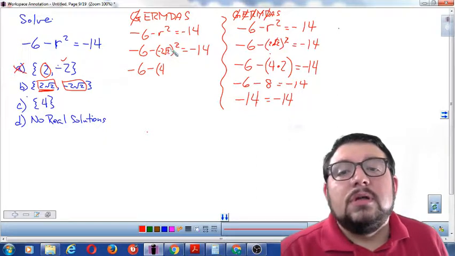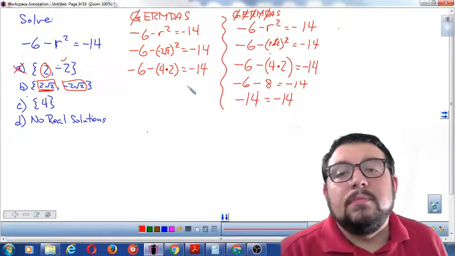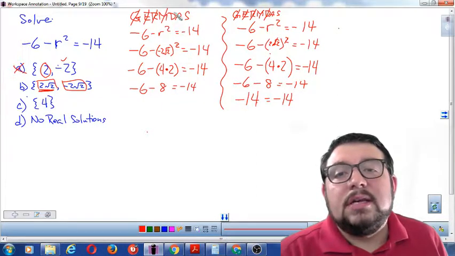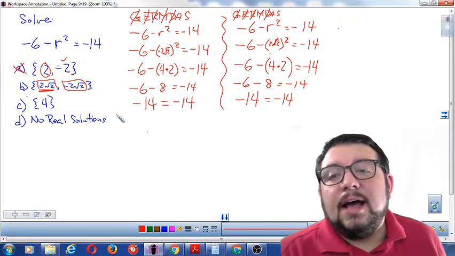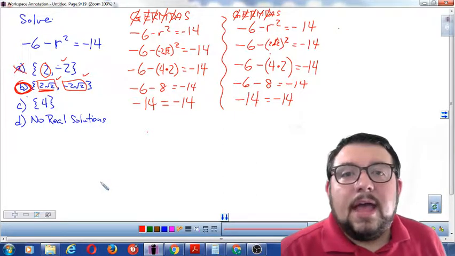Square root of 2, when you square it, becomes 2. So this is just 4 times 2 now, and now it's a very easy problem. Exponents are gone. There are no square roots. We're going to multiply. Negative 6 minus 8 equals negative 14. Multiplying is done. There's no dividing. Now it's time to add and subtract. Negative 14 equals negative 14. Ha ha! So they both worked. Both choices worked. And therefore B is my correct answer.